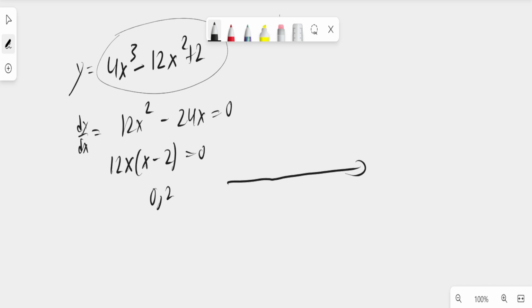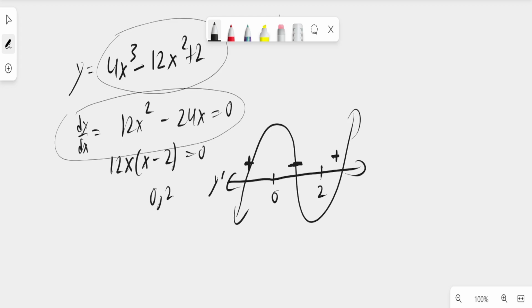Now to check, let's make a y prime line. Plug in a number between 0 and 2, 1, into dy dx. What is dy dx at x equals 1? Is that negative or positive? Yeah, negative. And then, I think you guys did this in pre-calc, right? It alternates. So it goes from positive to negative to positive. That's kind of what the graph looks like.